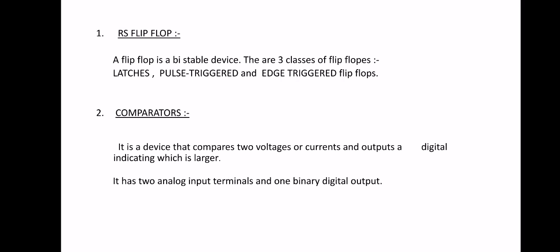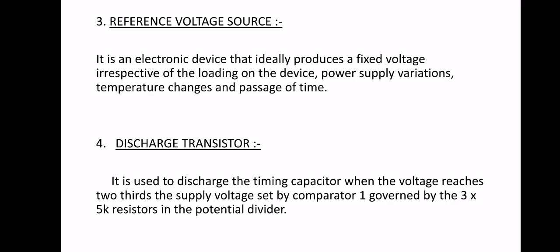Similarly, comparators. It is a device that is used to compare two voltages or currents, and it outputs a digital signal which indicates which one of them is larger. It has two analog input signals and one binary digital output. Reference voltage source. It is an electronic device that ideally produces a fixed voltage irrespective of the loading on the device, power supply variations, temperature changes, and passage of time.